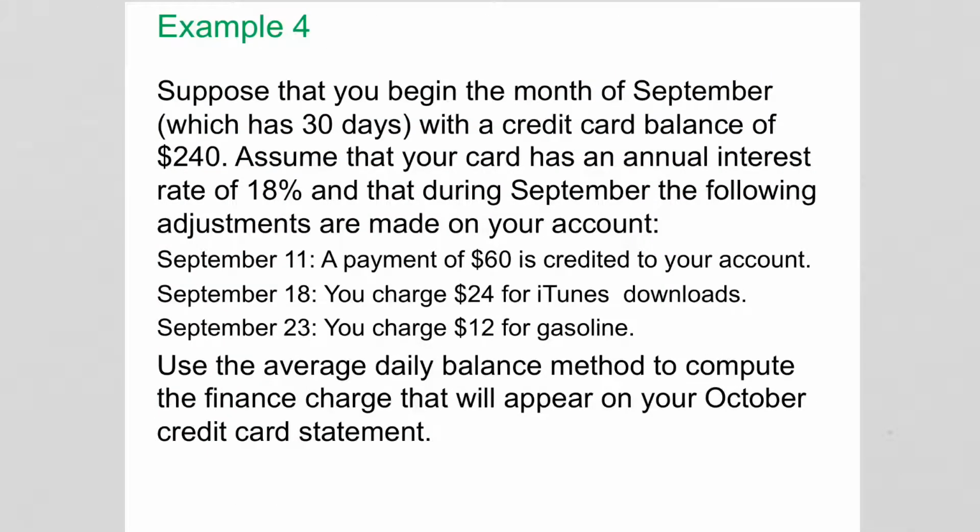So let's try this. Suppose that you begin the month of September, which has 30 days, with a credit card balance of $240. Assume that your card has an annual interest rate of 18% and that during September the following adjustments are made on your account. You made a payment on September 11th of $60. You charged $24 on September 18th for iTunes downloads. And on the 23rd, you charged $12 for gas. Use the average daily balance method to compute the finance charge that will appear on your October credit card statement.